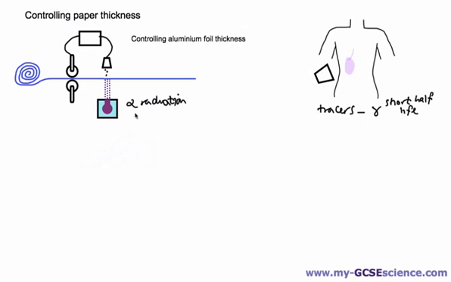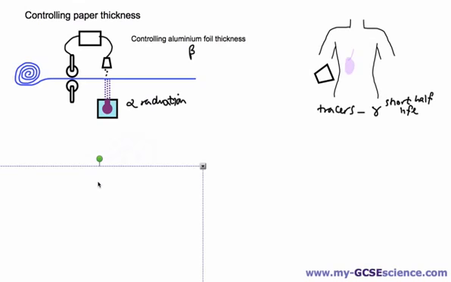Going back to this example, which I forgot to mention, we actually use beta radiation for controlling paper thickness, because if we use alpha radiation, that can't get through paper quite easily and it wouldn't do the job. We do actually use beta radiation for controlling the thickness of aluminium foil that's produced in factories. And it's the same idea as here, except we've got foil and we've got a beta radiation source.